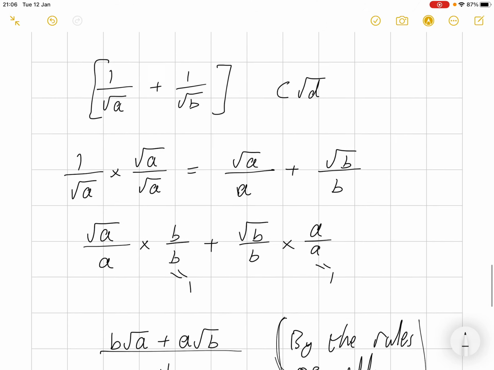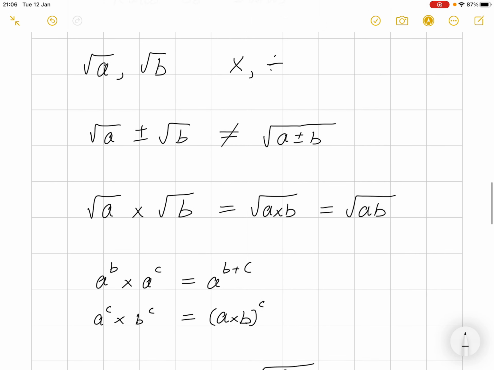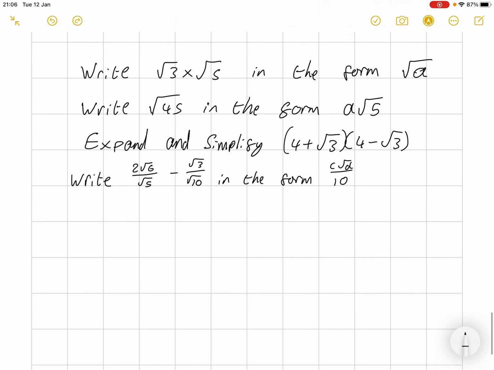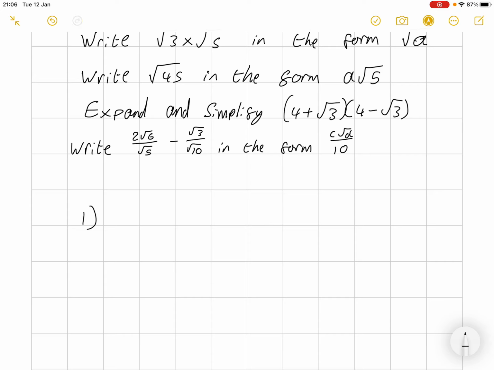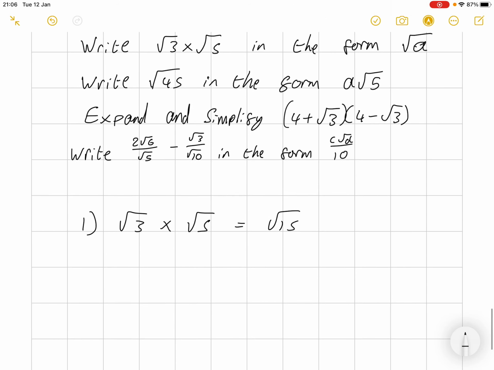Well, this is quite straightforward. We just have to utilize our first surd rule, which is this one here. 3 times 5 is 15, so without too much work, we see that the square root of 3 times the square root of 5 is equal to the square root of 15. Question 2: write the square root of 45 in the form a root b.